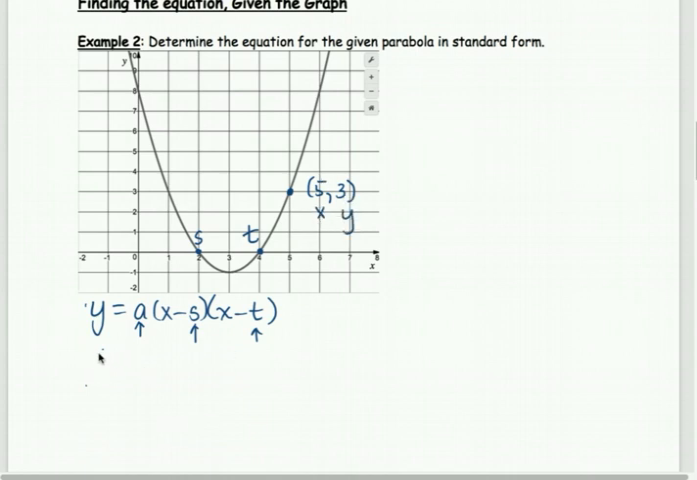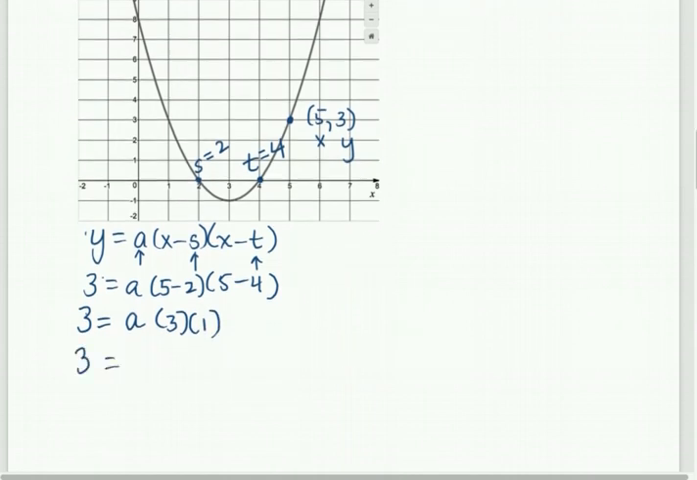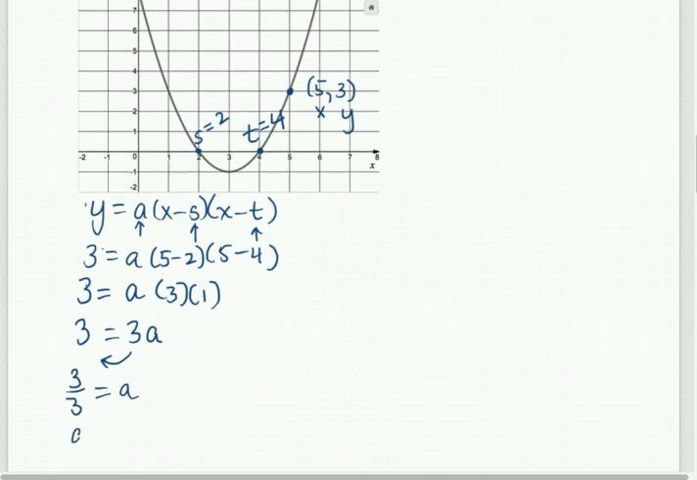So let's go through and build this. So we have 3 equals A, x was 5, S was, okay, so S here, if you're looking at it, it's 2 and 4, okay? All right, so that's 5 minus 2, 5 minus 4, and go through and just clean it up. Okay, so then we end up with 3 equals 3a, so just kick the 3 over, and you get a equals 1.